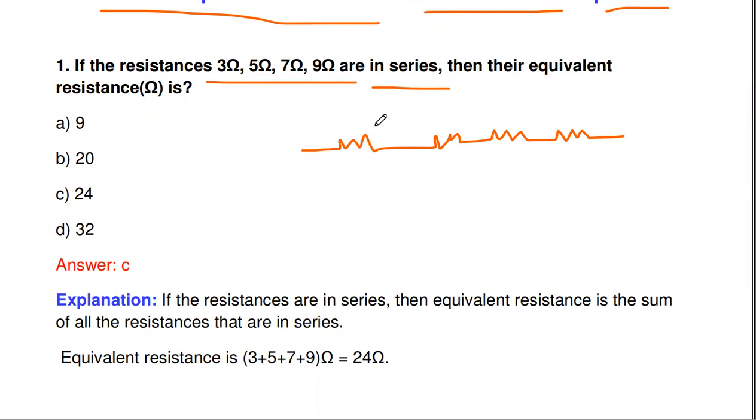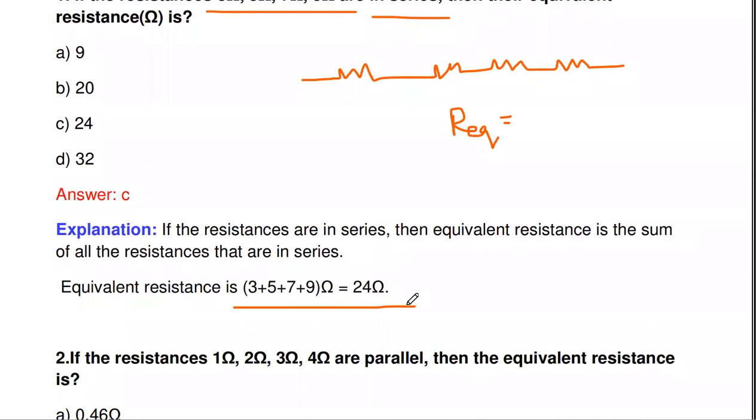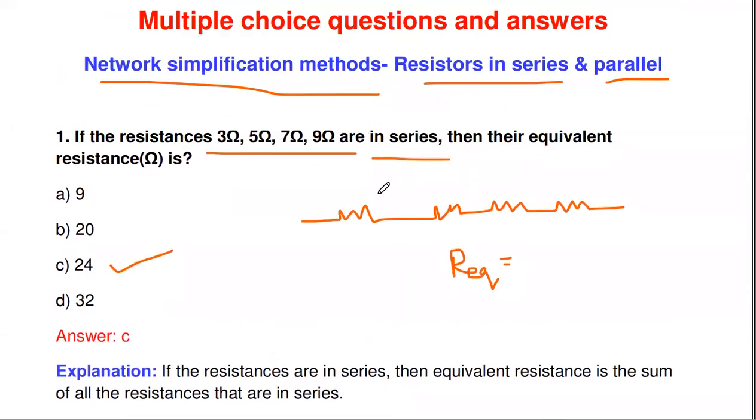If the resistances R1, R2, R3 are connected in series, the equivalent resistance is nothing but simply we have to add all the resistance values. So 3 plus 5 plus 7 plus 9. You just simply add all resistances. So the answer is 24 ohms. This is the answer if the resistances are connected in series.